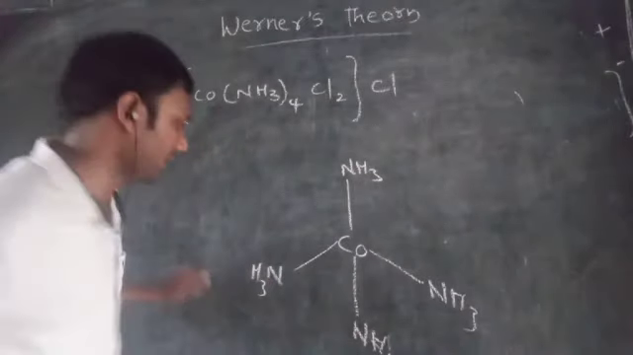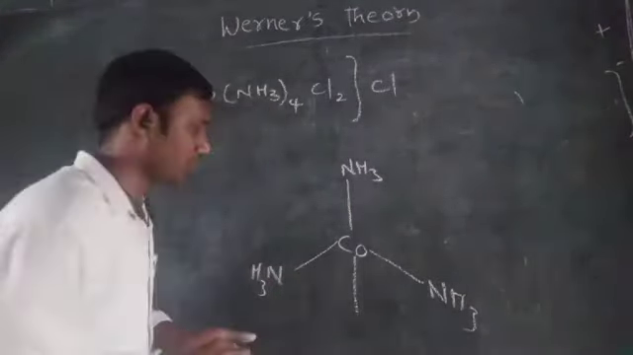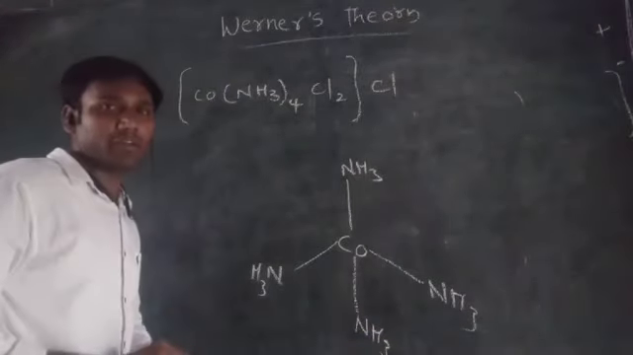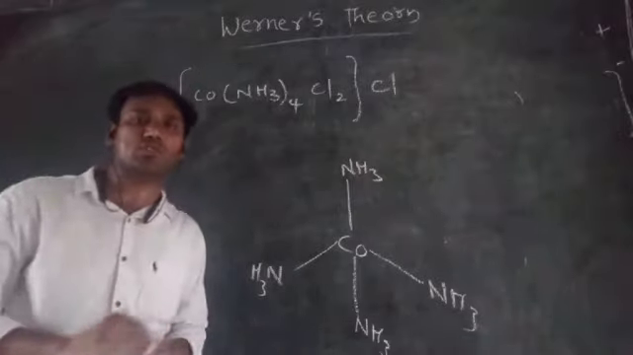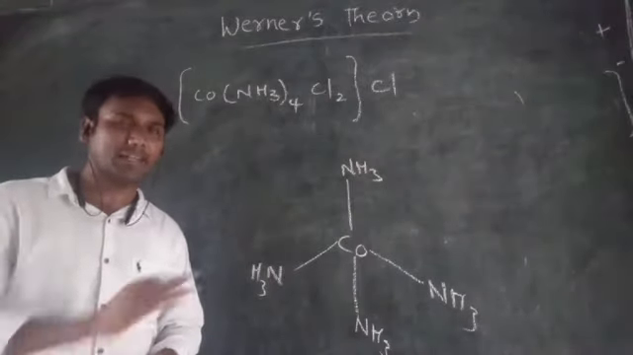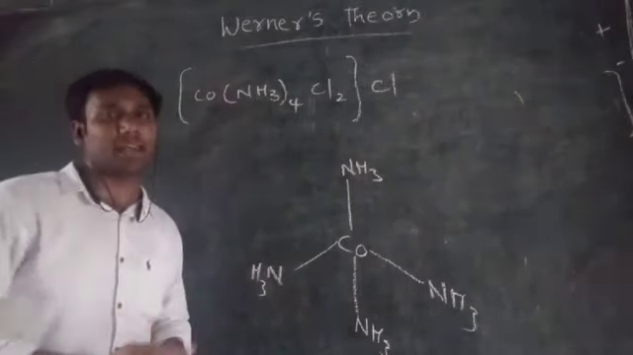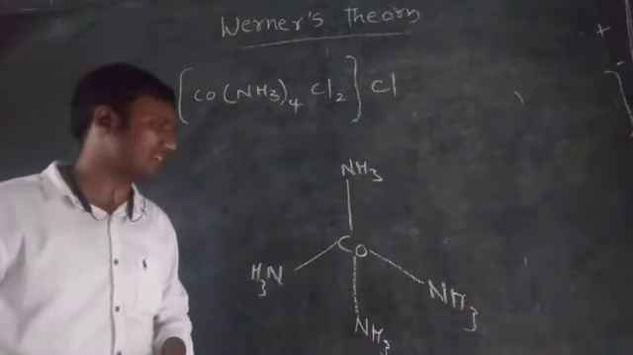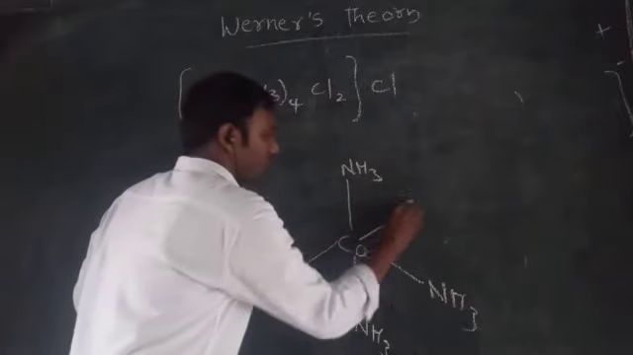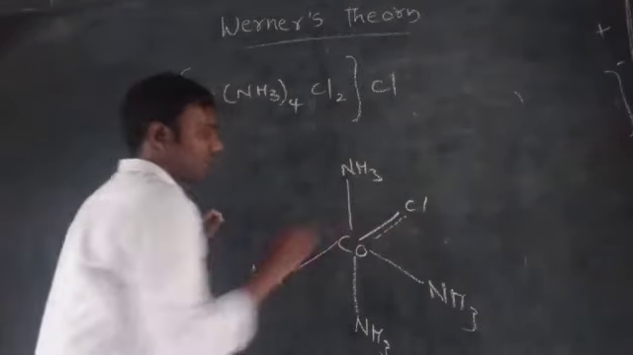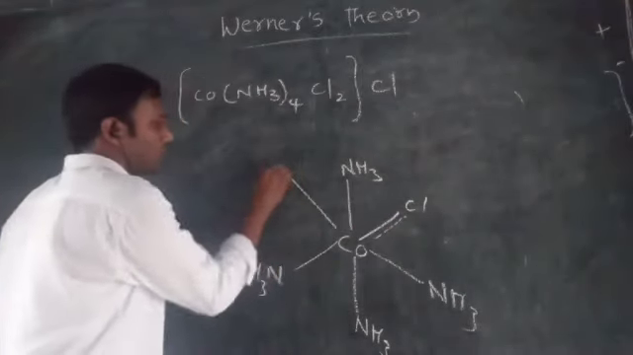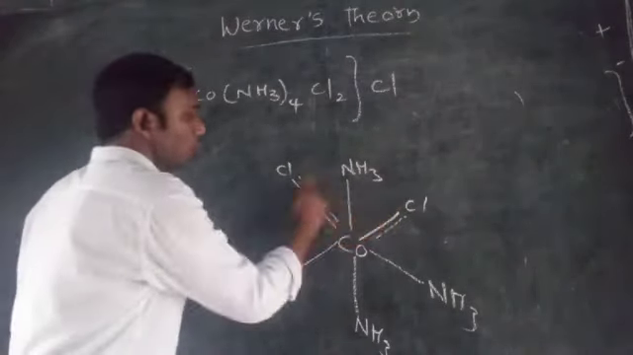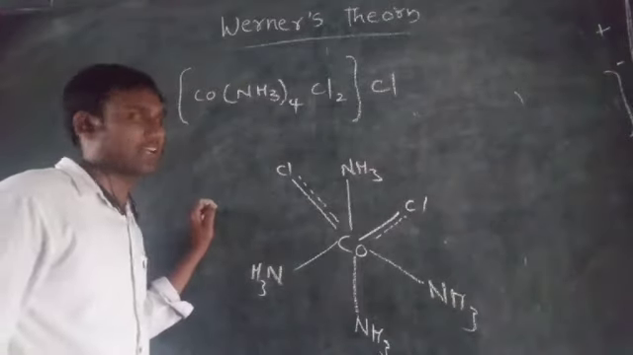So next, the remaining chlorines are present. Within the coordination sphere, how many chlorines are present? 2. Within the coordination sphere, any negative charge species present is satisfied by both the primary valency and the secondary valency. That means these 2 chlorines are satisfied by both. Each chlorine satisfies the primary valency and at the same time the secondary valency. So totally 2 chlorines are satisfied by the primary valency and secondary valency.